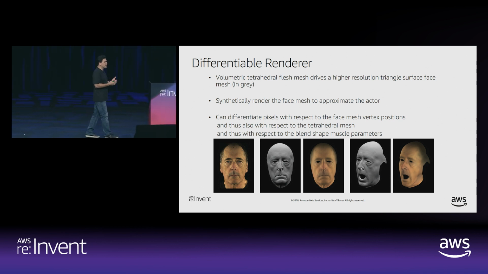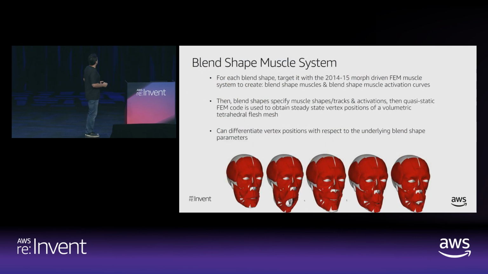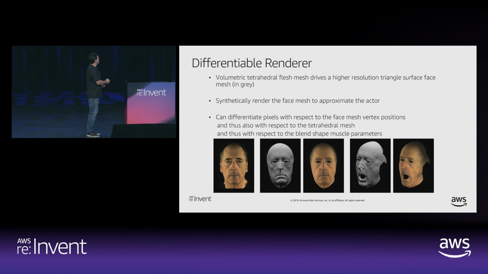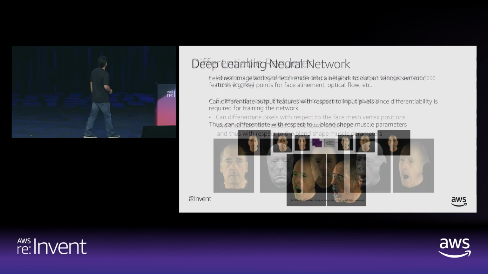So we need a fully differentiable renderer, which means if you take a pixel here and it has some color, you can differentiate it with respect to the vertex positions of the mesh, and you can differentiate those with respect to the parameters that drove the muscles, which means every pixel here with a color is controlled by an artist pulling a lever up and down. It's fully differentiable with those parameters.